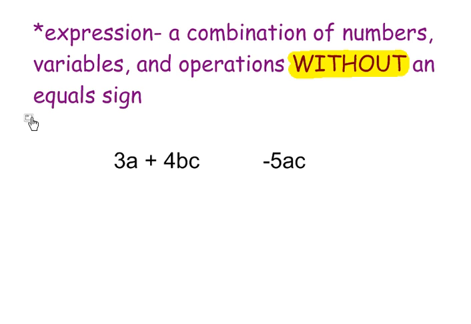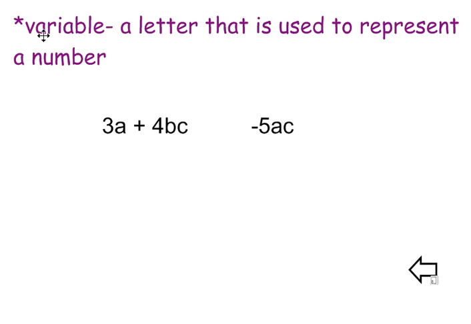And we should also talk about one more definition, the definition of the word variable. Variable is a letter that is used to represent a number. So in these two expressions right here, I've got the variables a and b and c. And over here, I've used the variables a and c.